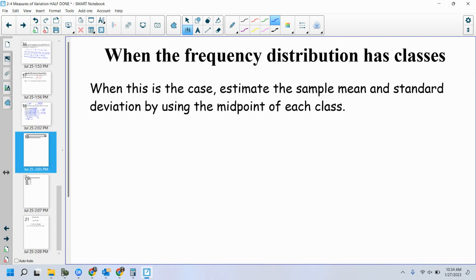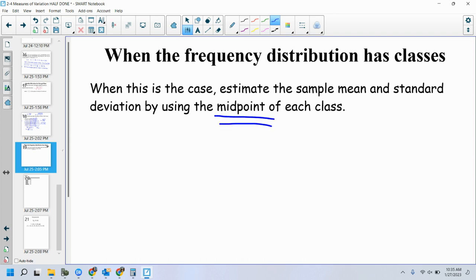All right. Last thing that we'll talk about: standard deviation when the frequency table has classes. When this is the case, you estimate the sample mean and standard deviation by using the midpoint of each class. You know how we had an X as our response? That was either 0, 1, 2, 3, 4, or 5 TVs, and that was it. There was no range of values that I could have responded in.